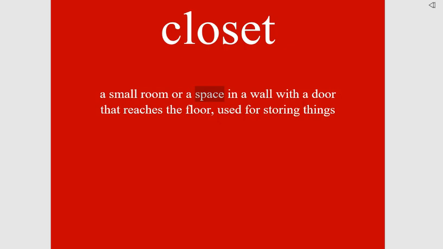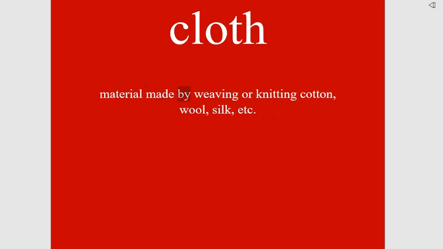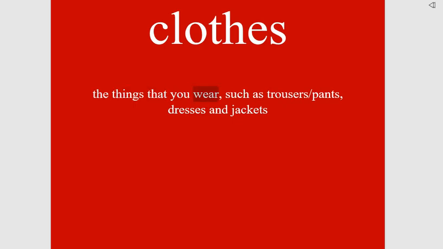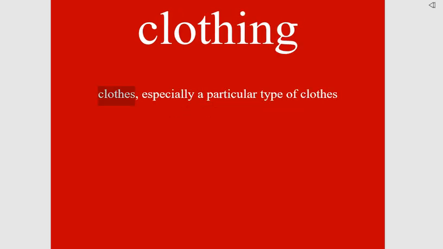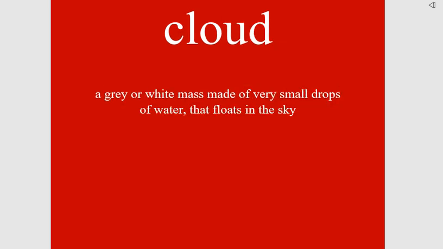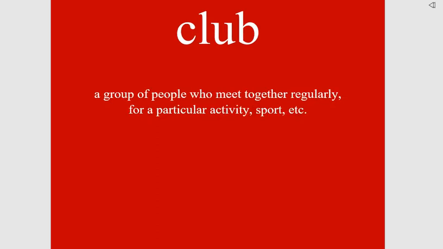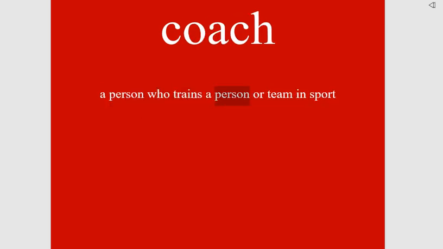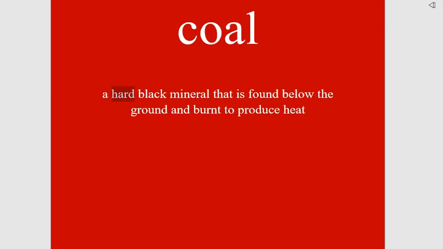Closet. A small room or a space in a wall with a door that reaches the floor, used for storing things. Cloth. Material made by weaving or knitting cotton, wool, silk, etc. Clothes. The things that you wear, such as trousers/pants, dresses, and jackets. Clothing. Clothes, especially a particular type of clothes. Cloud. A gray or white mass made of very small drops of water, that floats in the sky. Club. A group of people who meet together regularly, for a particular activity, sport, etc. Coach. A person who trains a person or team in sport. Coal. A hard black mineral that is found below the ground and burnt to produce heat.